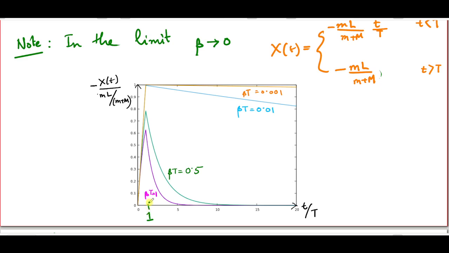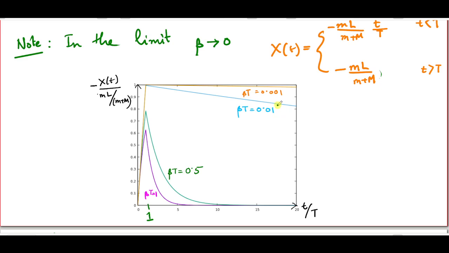Now, for a rather large value for this parameter, small beta times capital T, you see that the graph essentially keeps on rising somewhat linearly at the beginning, but then reaches a maximum, which is only 60% of the full displacement that would have happened for 0 beta, and then exponentially decays down to 0. The same thing happens for a slightly smaller value of beta capital T of 0.5, but now the motion reaches a slightly larger final limiting value. After that, it starts decaying a bit more slowly than before.